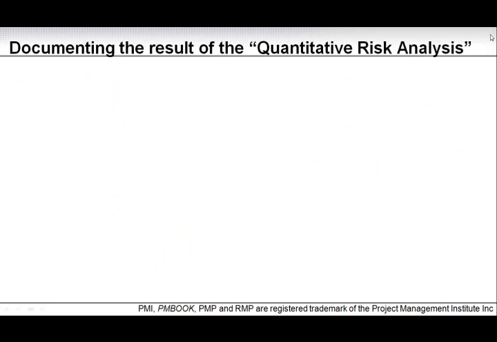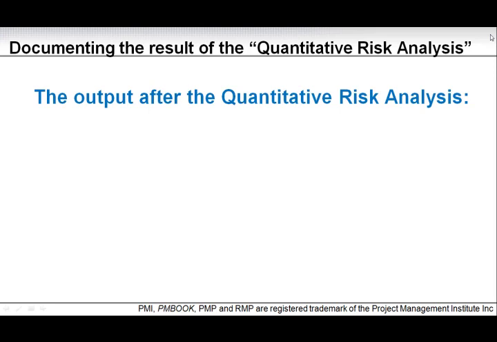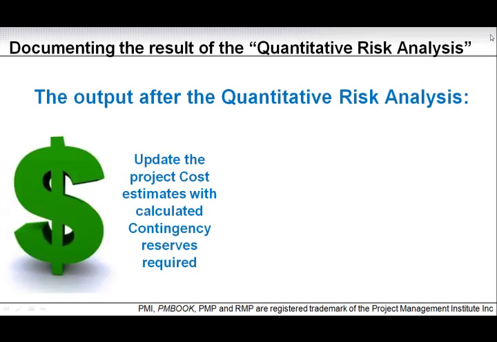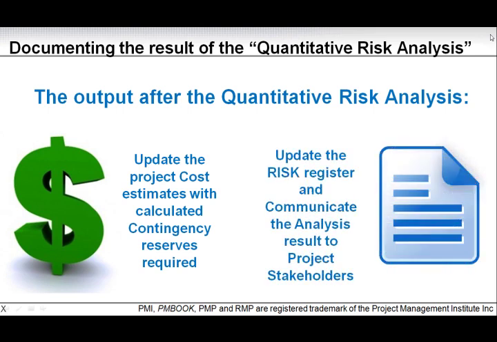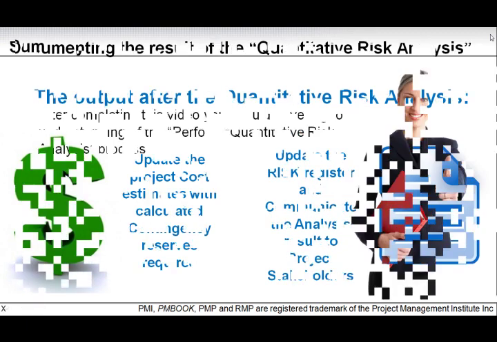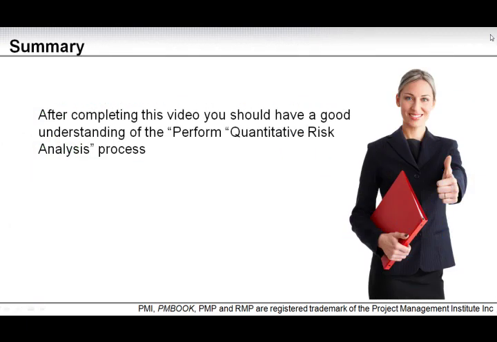So documenting the results. The output after the quantitative risk analysis is really two things. One, update the project cost estimate with calculated contingency reserves required for addressing the risk, or having a buffer if the risk happens. Two, update the risk register and communicate the analysis result to project stakeholders. So that's the main output. And again, the output itself is to update the risk register.